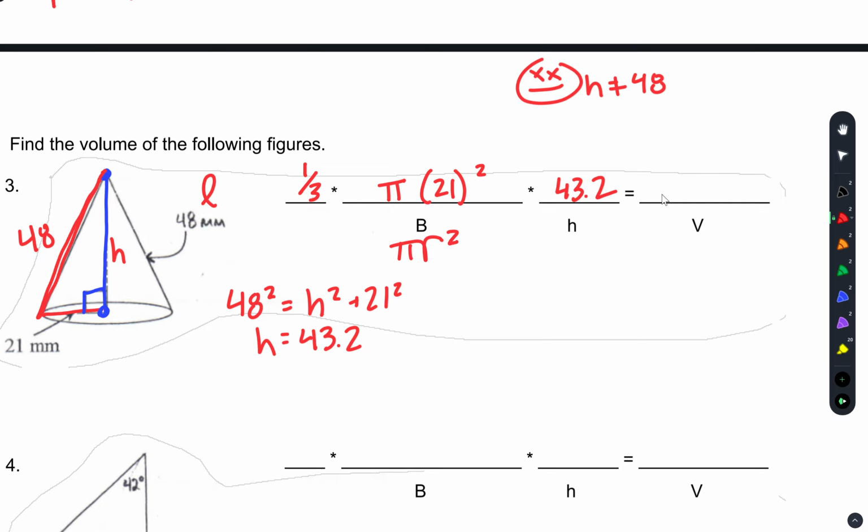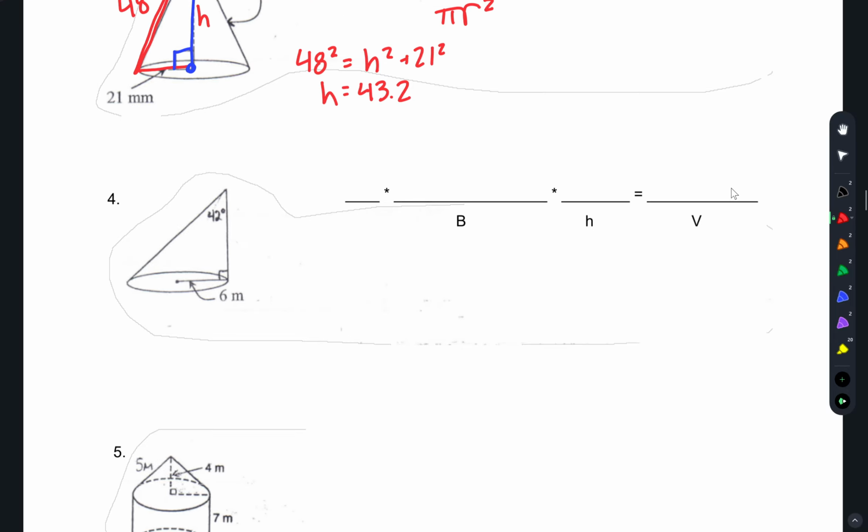Again, when we plug this all into our calculator, we're going to get another big number. This is 19,933.0 when we round, millimeters cubed. Good? Any questions?